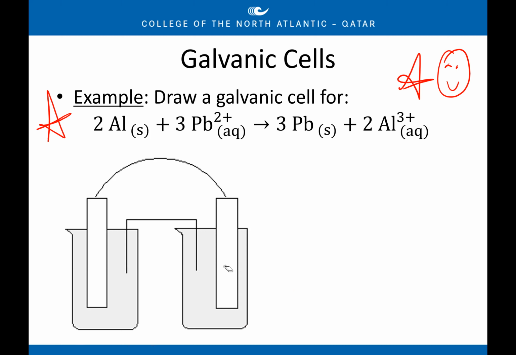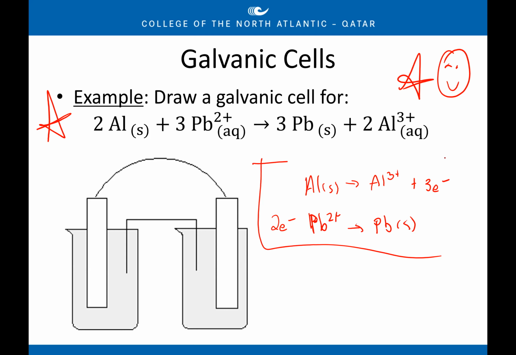First things first, we need to figure out which is the anode and which is the cathode. We've done this before, because all I need to do is figure out which chemical is being oxidized and which chemical is being reduced. So I'm just writing my half reactions down and balancing them with electrons. I don't care about balancing anything, I don't even care about balancing charges. But I have my half reactions here.